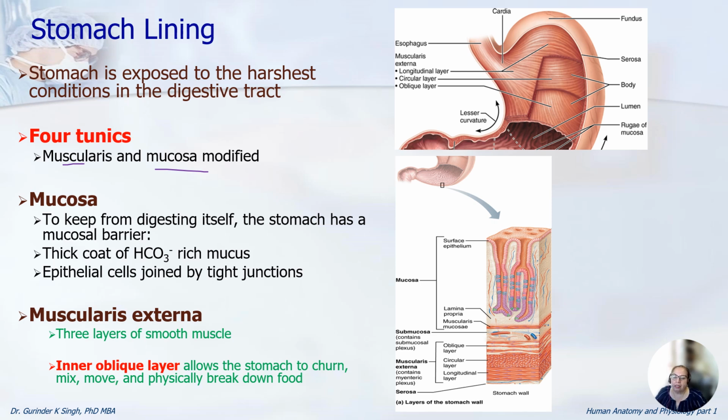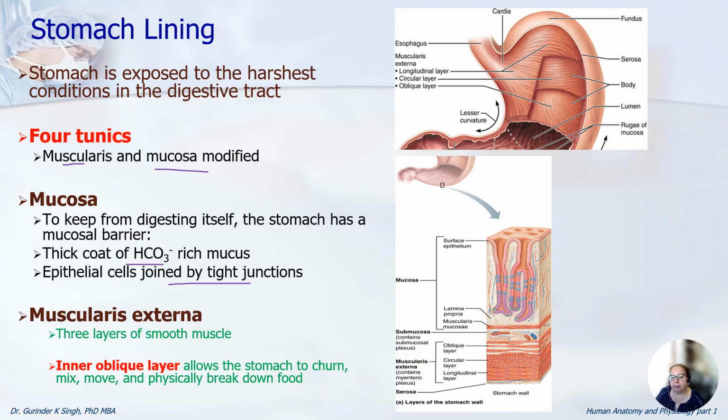Okay, the mucosa is modified in a way so that it doesn't get digested, because remember, it's a single layer of epithelial cells. Okay, so to protect the mucosal barrier, because there is so much acid, it has a thick mucus with bicarbonate. Okay, so this is a bicarbonate-rich mucus being produced so that it stays on the surface of the mucosa. Okay, and then the epithelial cells, we know that they're always joined by tight junctions right underneath their apical side or brush border side.